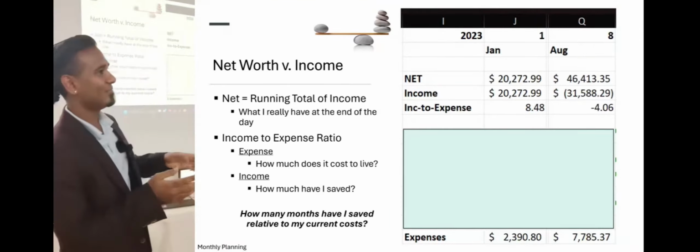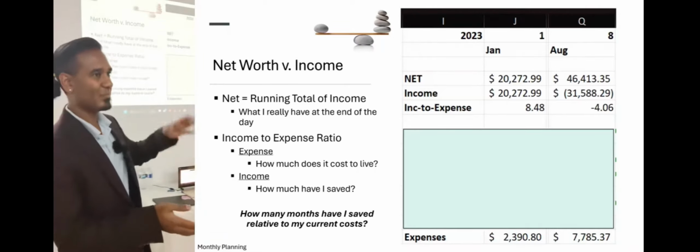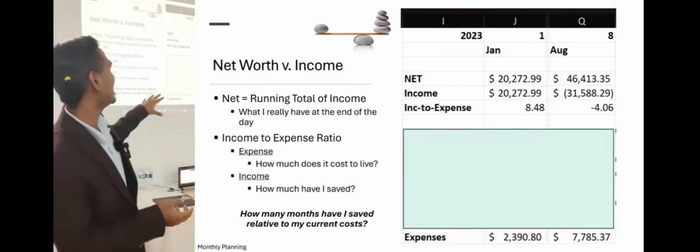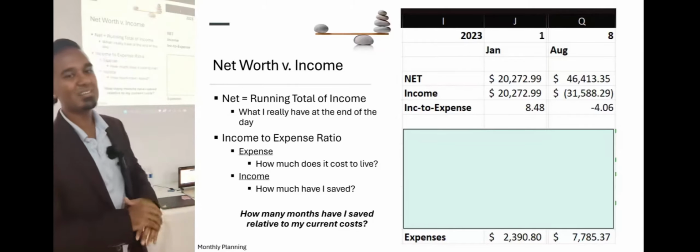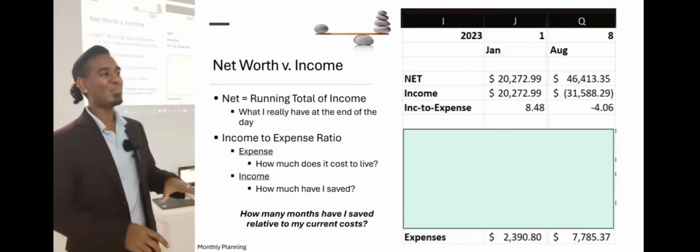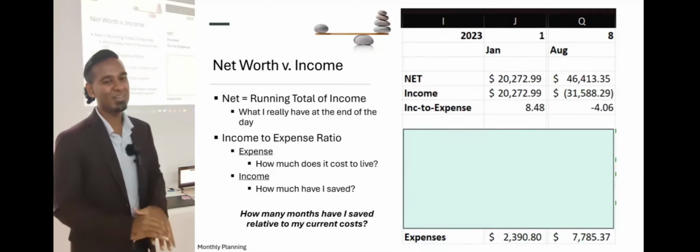But each month, I calculate my income and then I add that to the previous months, and I get a running total of my income for the year. The main thing that I use to track this for is income to expense ratio. And I think this is a very powerful number that people don't give enough credit to.